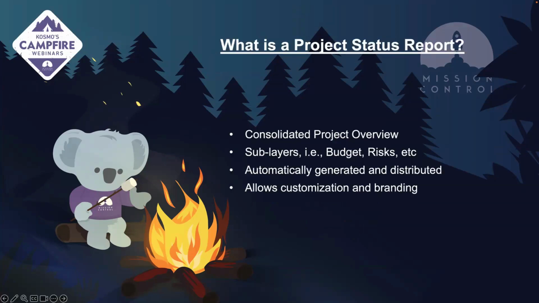Okay, so what is a project status report? It provides stakeholders with a consolidated view of project progress in one clear report that can be sent to one or many stakeholders. It can include multiple types of information like task, milestone, risk, issues. It can be automatically generated and distributed to stakeholders on a set schedule without manual effort. It allows customization and branding to match your organizational style.